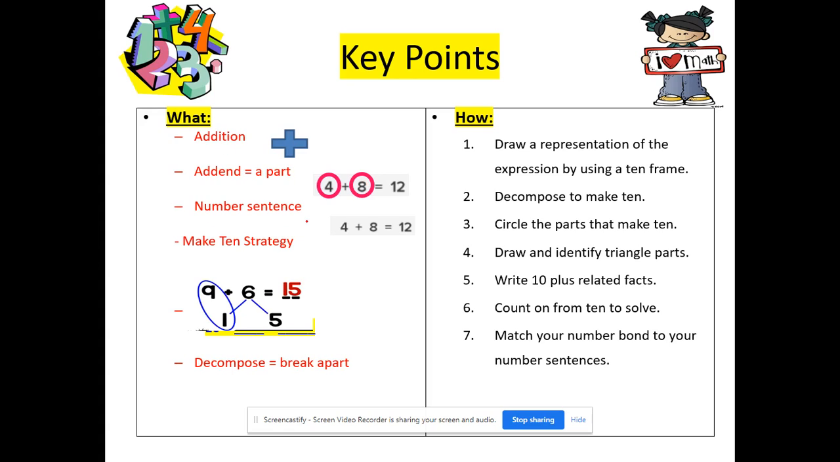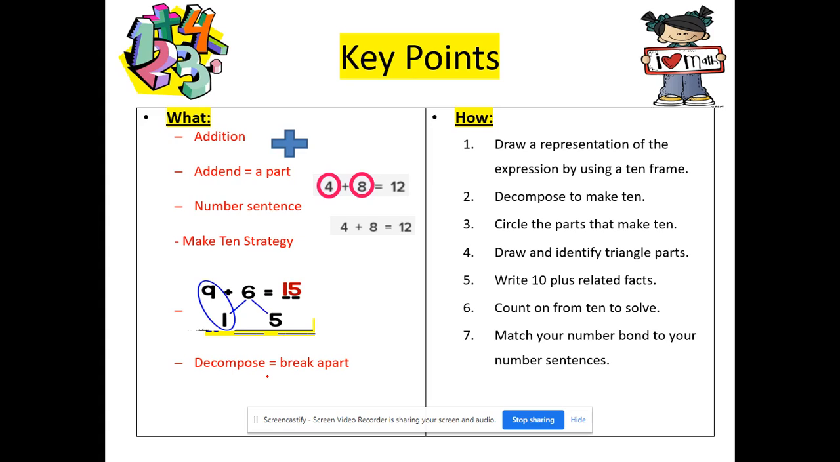We also need to know what a number sentence is, and a number sentence has two parts and a whole number. We also need to know how to use the make 10 strategy, which we are going to practice some more, and then also what decompose means. And decompose means to break apart.